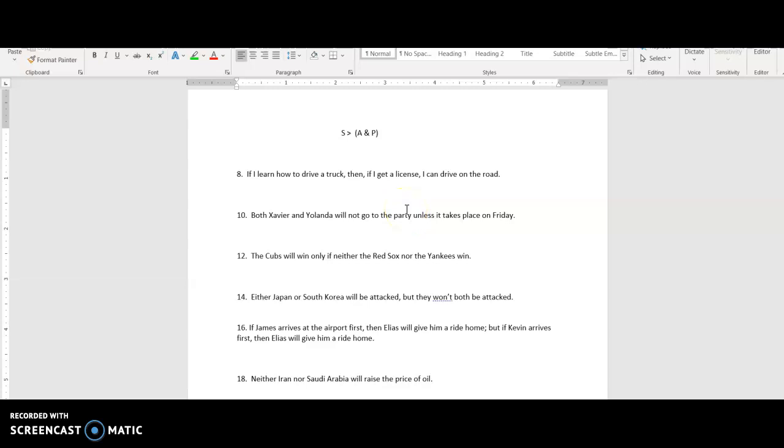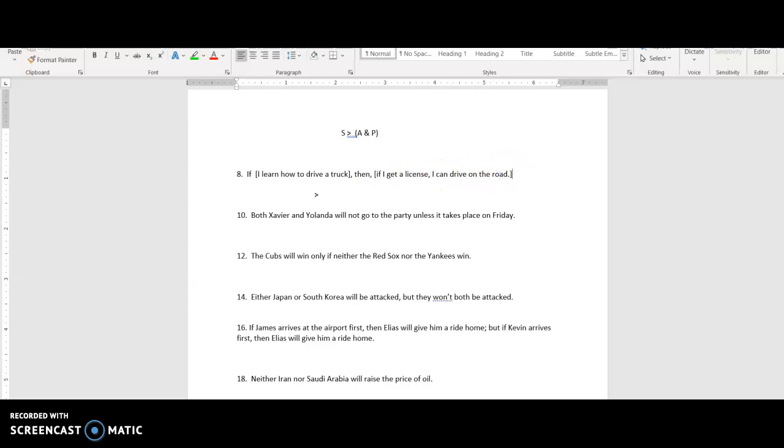Okay, number 8. If I learn how to drive a truck, then if I get a license, I can drive on the road. Now, again, notice how I read that. If I learn how to drive a truck, then the rest of this stuff. So we have an if-then sentence. That means our main operator is going to be the conditional, the horseshoe. And whatever comes after the if, and this is plain old if here, there's no only if, that is the antecedent: I learn how to drive a truck. And then whatever comes after the then is the consequent.